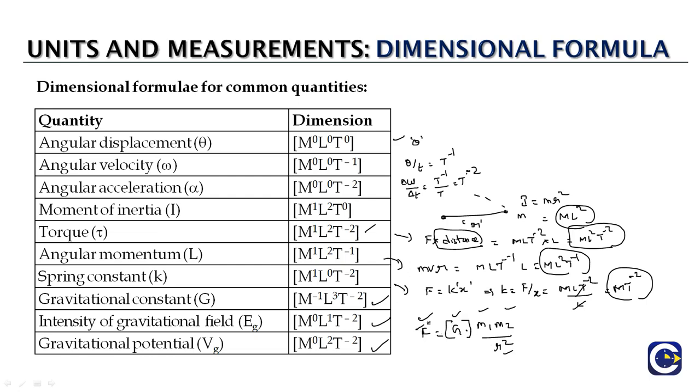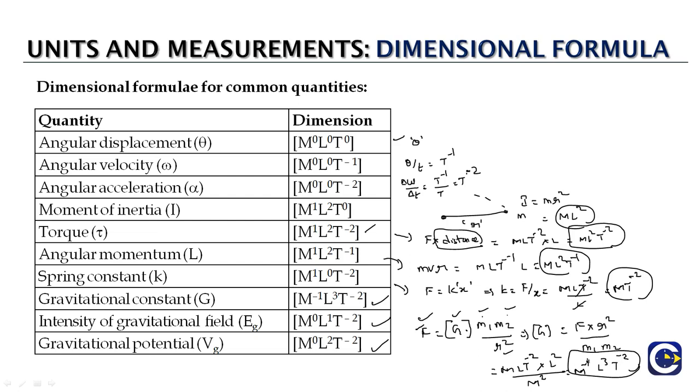Force dimension is known to us, M L T power minus 2. Mass each will have dimension M and distance dimension is L. So by this we will be able to find the dimensional formula for G. So dimensional formula for G will be force dimension into r square by m1 into m2. So force is M L T power minus 2 into r square will be L square, divided by both our masses, so M into M. So finally we will get M power minus 1 L cube T power minus 2. That will be the dimensions of the gravitational constant G.